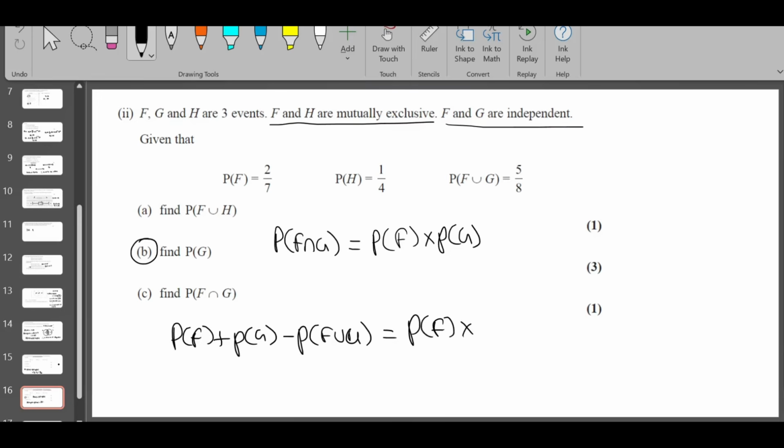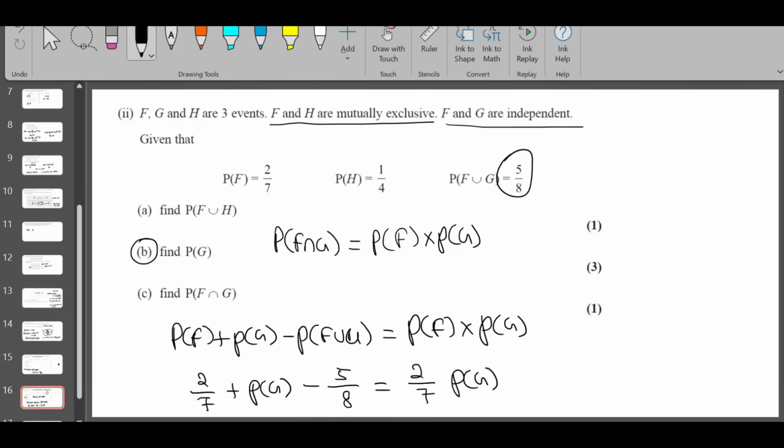It's P of F times P of G. Now I'm going to sub in all the known quantities here: 2 over 7 plus P of G minus 5 over 8, since F union G is 5 over 8, is equal to 2 over 7 times P of G. Make P of G the subject. So I'm going to simplify these two and push it to this side. So I will get 1 minus 2 over 7 times P of G. If I take P of G as a common factor, 5 over 8 minus 2 over 7.